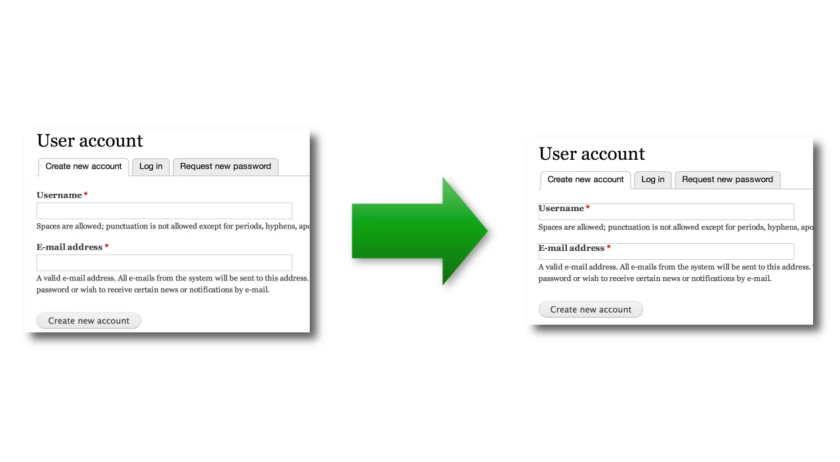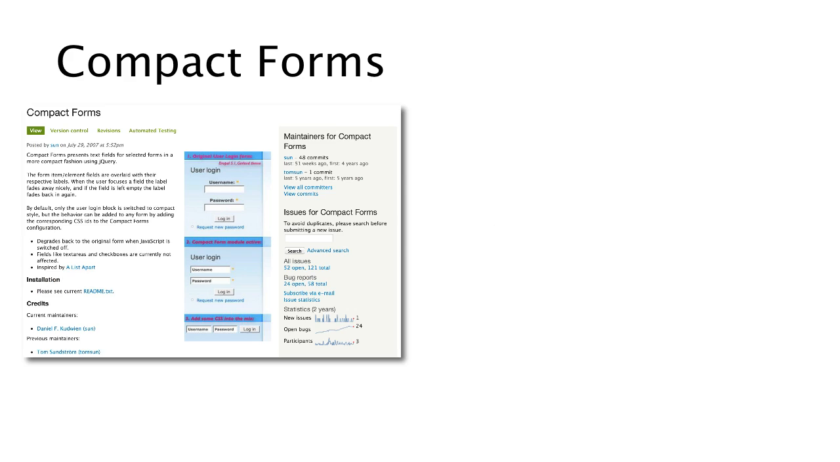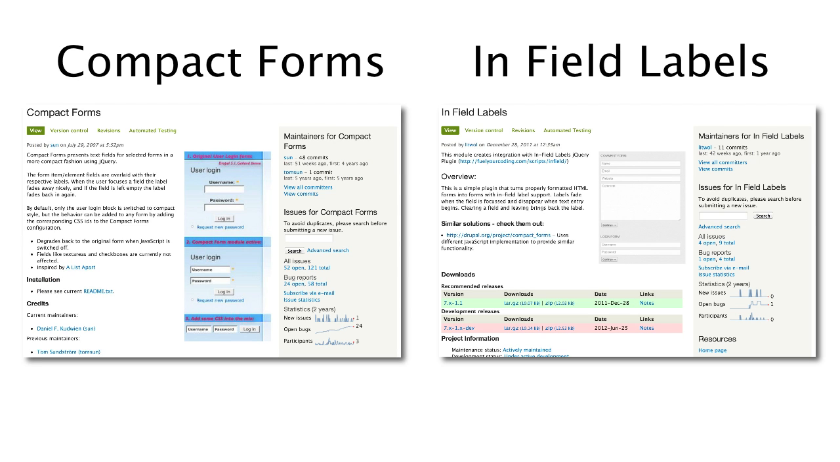Seeing as the site was built using Drupal, I went in search for a module to do the trick and found two modules: Compact Forms and In-field Labels. In this video, I'll show you how to implement both modules, and it should help you decide which one to use.